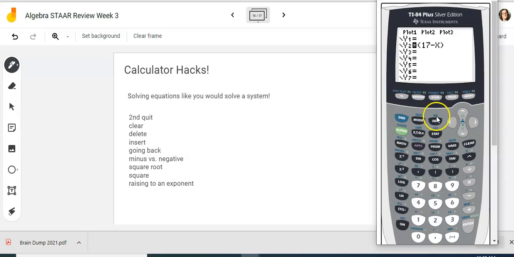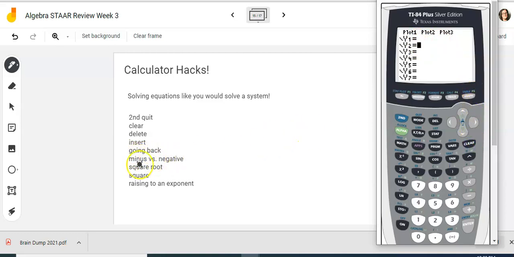Above it, you see the word INS. That stands for insert. Let's say I meant to put a negative 17 here. So I'm going to go on top of the 1, and I'm going to go second insert. And I should be able to scoot that 1 down. Yeah. So second insert, put your symbol in or whatever you need to put in, and it should scoot everything else down. All right, so I'm going to clear that out.